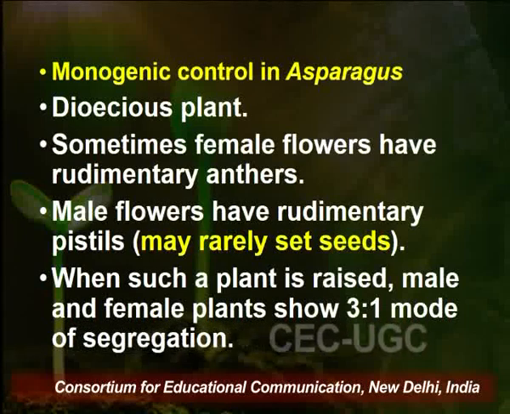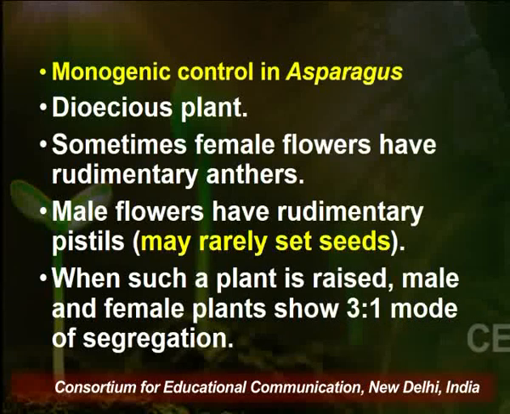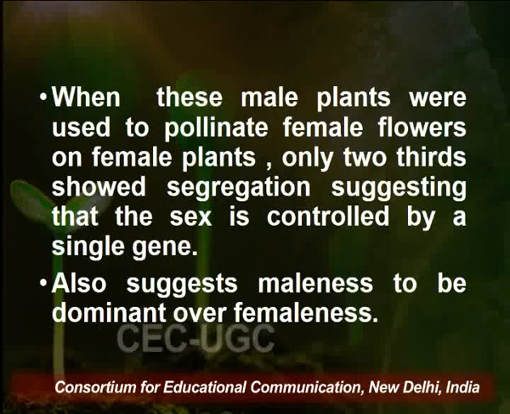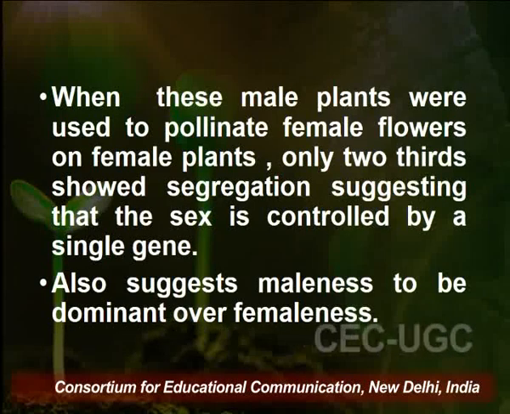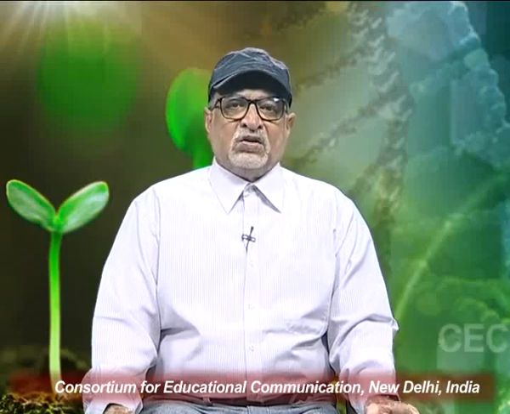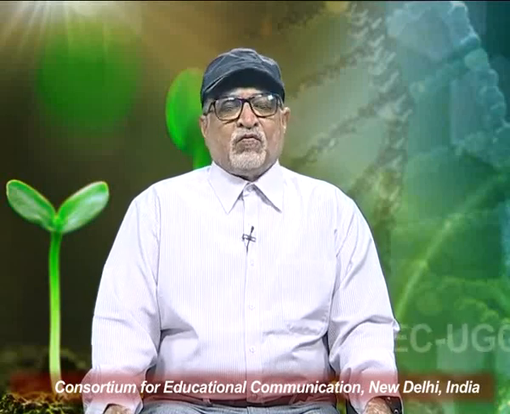Now, when such a plant is raised, we find that the male and female plants show a segregation ratio of 3:1, which happens to be a typically Mendelian ratio. When these male plants were used to pollinate the female flowers on the female plants, again only 2/3 of them showed segregation, suggesting that sex in this case is controlled by a single gene. By the way, it also suggests that maleness happens to be dominant over femaleness.